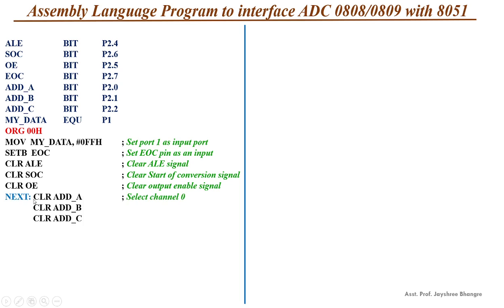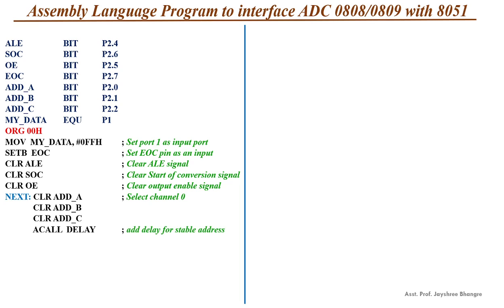Using this instruction, clear address A, clear address B, and clear address C. Actually we are selecting channel 0. We can select a different channel. If we want to select channel 1, we have to make clear address A equal to 1, or we have to use the instructions set bit address A, clear address B, and clear address C. In this way we can select channel 1.